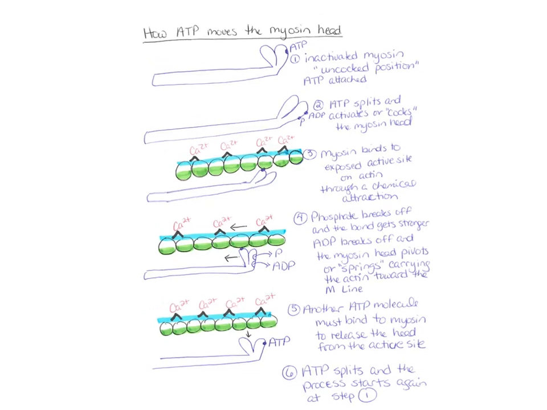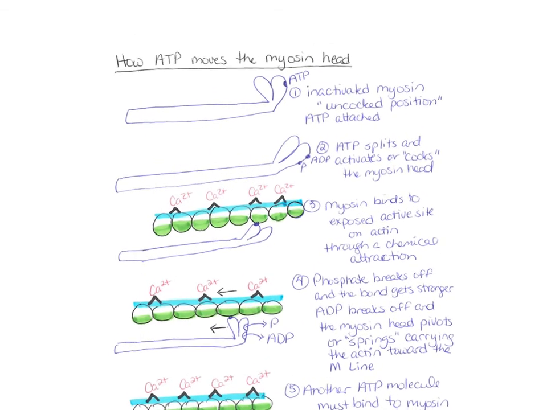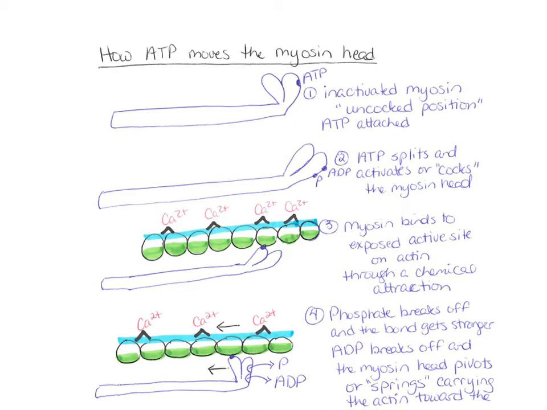So now we're looking at myosin, the thick filament. And I just want to describe to you how the myosin head moves. ATP is what's required to move that myosin head. So let's just go through the steps of how the myosin head moves. First of all, when the myosin molecule is inactivated, that means that the head has already been released and it's not in an activated position, it's in an inactivated position.